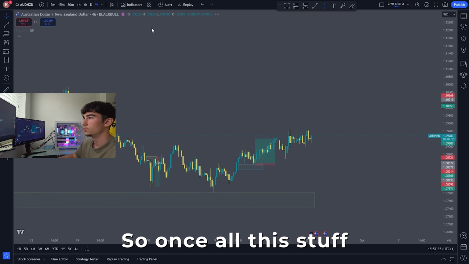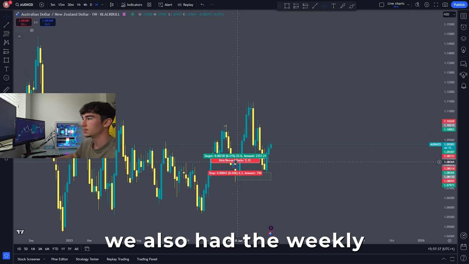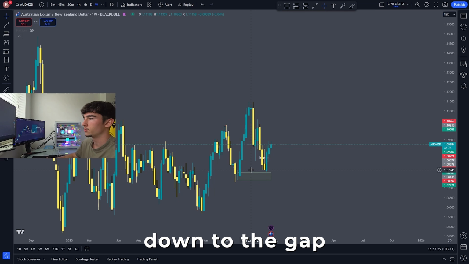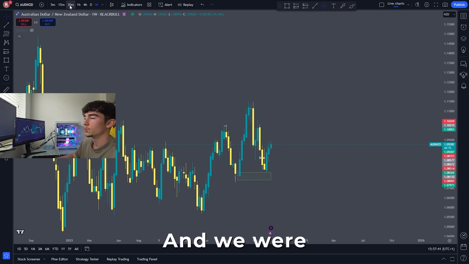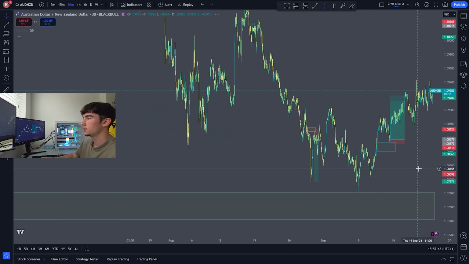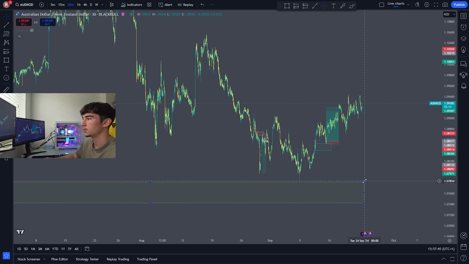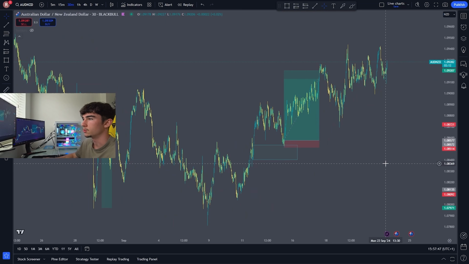So once all this stuff lined up, you also had the weekly sort of came down to the gap fill at the bottom and we were ready to take off. So a higher time frame structure was in line. I don't look at this too much, but it's important to always note where the markets are heading, especially when you're trading AN and you're aiming for 1 to 10s quite often.